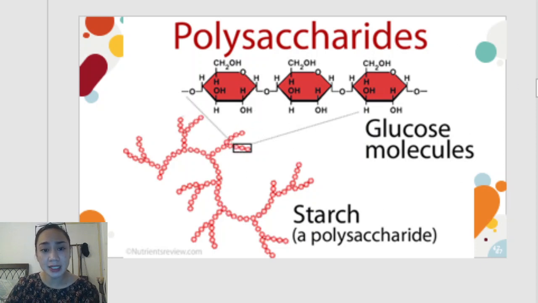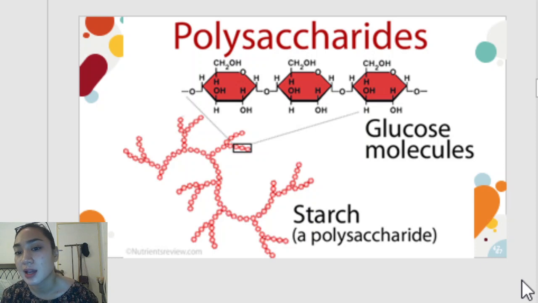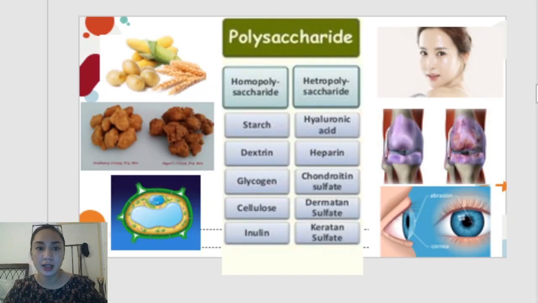If you notice, starch is an example of a polysaccharide. Those small granules, that is the structure of a starch. When you zoom in, those are the glucose molecules. So, there are hundreds and thousands of them. Imagine, so many glucose units. So, starch is an example of a storage molecule. Here we have examples of polysaccharides. So, it's not just for food.